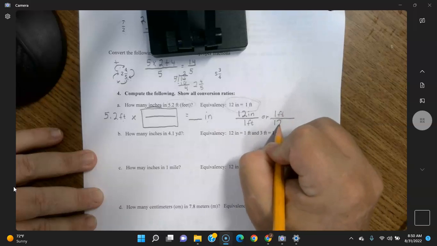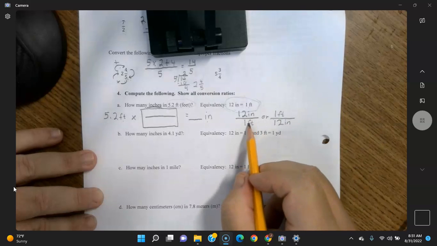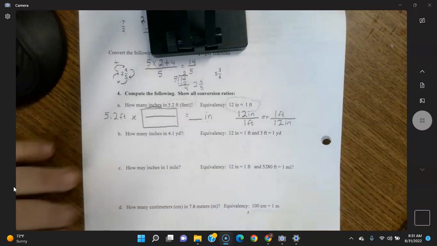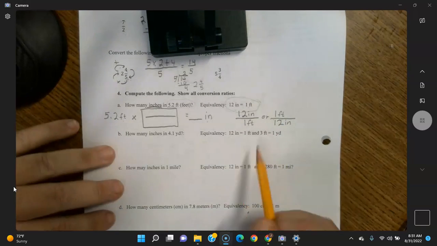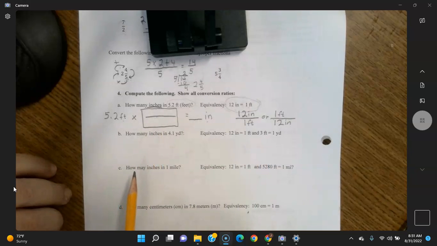Those are both true statements. Think about it. You could say that sentence in either order. There's 12 inches for every 1 foot, or there's 1 foot for every 12 inches. So those are both true statements, all right? So these are both true, but only one of them is going to help us, is going to go in there to solve the problem. So which one is it going to be?